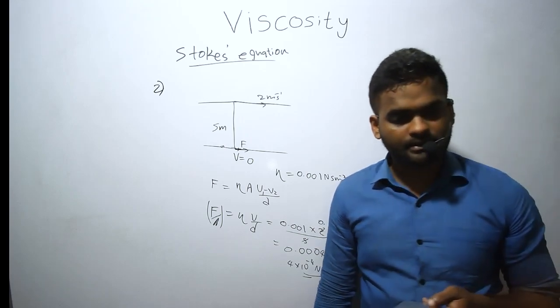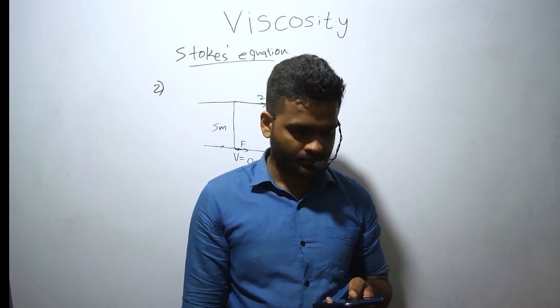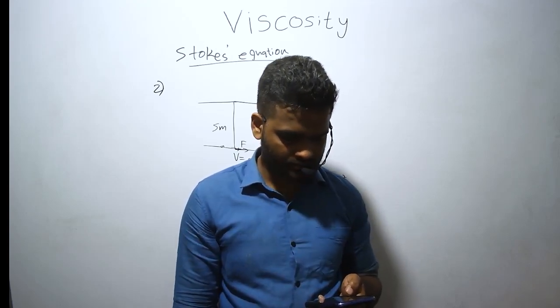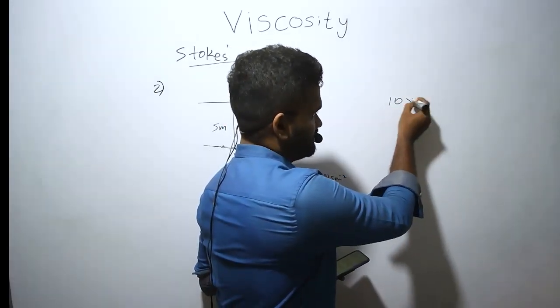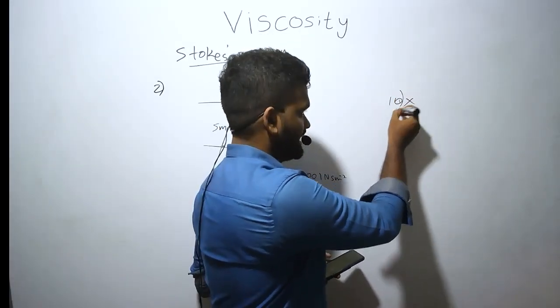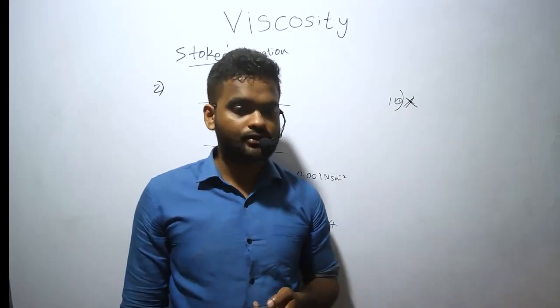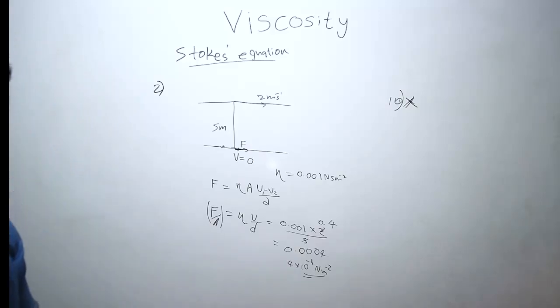Then try 12th question. 12th. This 10th question, the image is not given, right? Just cut it. Put 10 and put a cross there. Just try 12th question. 12.